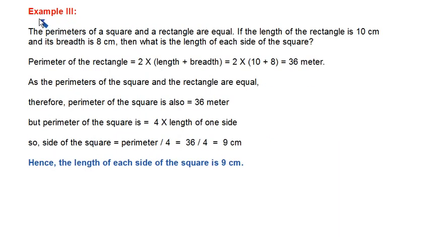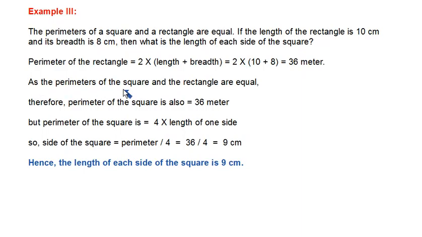Let's go for another example. The perimeters of a square and a rectangle are equal. If the length of the rectangle is 10 cm and its breadth is 8 cm, then what is the length of each side of the square? We know that the perimeter of the rectangle is 2 times its length plus breadth. So here it would be 2 multiplied by (10 + 8), that is 36 cm.